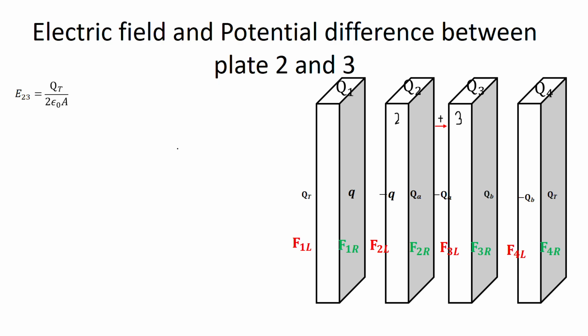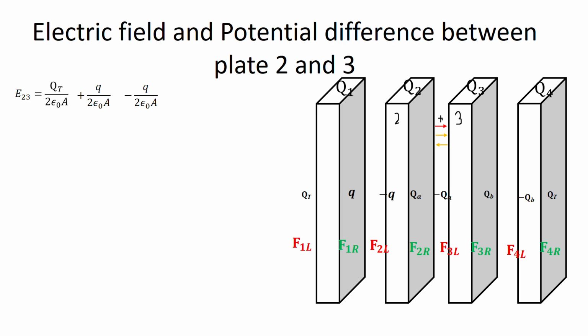The electric field due to this QT is QT divided by 2 epsilon naught A. Now for this small q, this will push the test charge towards right, so its electric field is towards right. It is indicated by this yellow arrow, and its magnitude will be plus q divided by 2 epsilon naught A. For this minus q, it will attract this positive charge toward itself, so its direction will be towards left, and its magnitude will be minus q divided by 2 epsilon naught A.